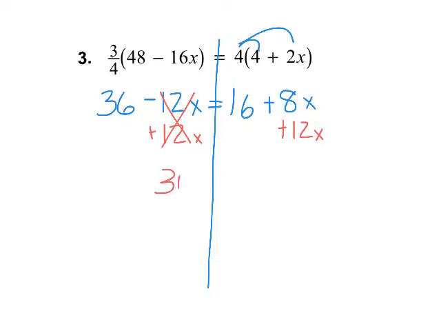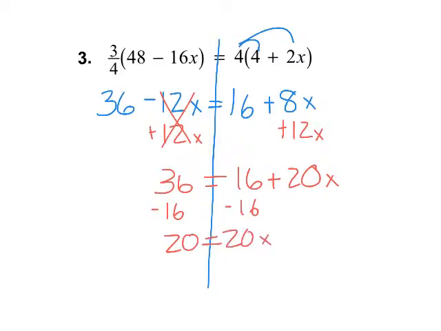So I'm left with 36 equals 16 plus, 8x and 12x makes 20x. Whichever side I take variables to, I have to take numbers to the opposite side. So I'm going to subtract 16. If you did it the opposite way, that's fine. So I get 20 equals 20x. I divide, and I get x is 1. And regardless of which side you take variables and numbers to, you're obviously going to get the same answer, right? The answer is the answer is the answer. That doesn't change based on the order in which you solve it. Okay?